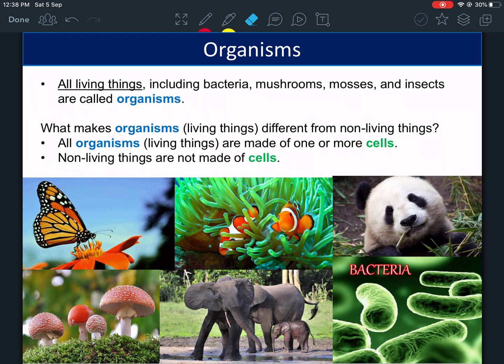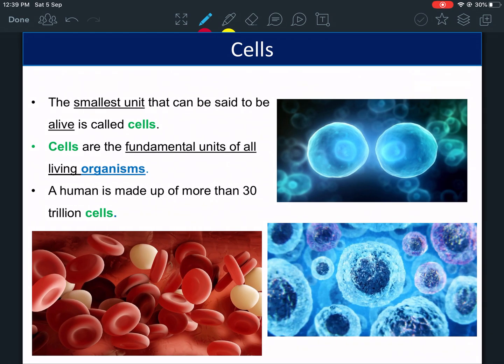Unless your food is made up of leaves, then yes, it's made up of cells. But other non-living things, they're not made up of cells. Okay? So that's what you need to know. The difference between living things, they're made up of cells. Non-living things, no cells. Okay? It's important. So what are cells?